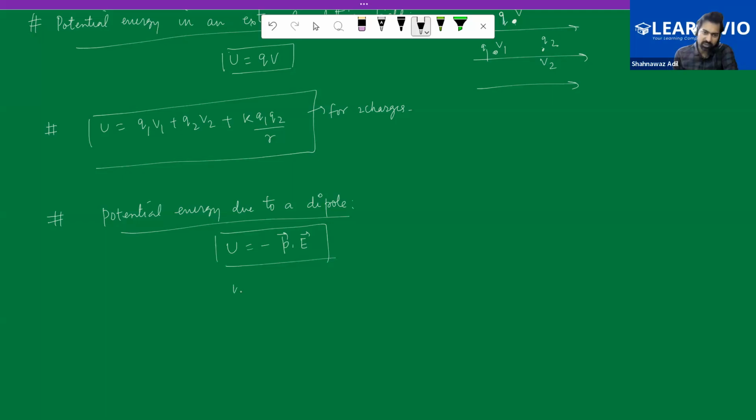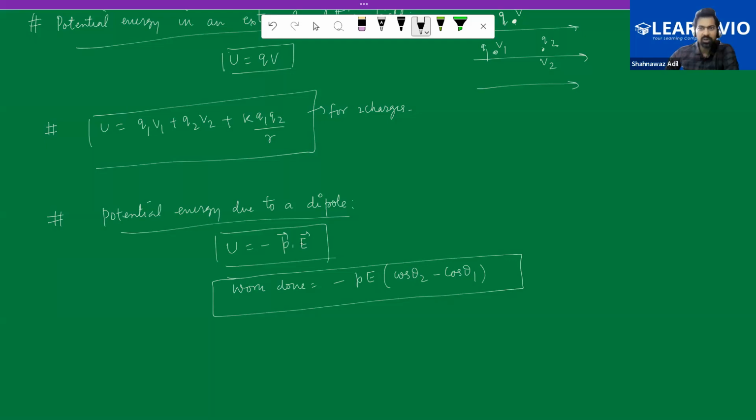What is the work done? So work done is simply minus p, and this is cos theta 2 minus cos theta 1. So this is the work done for the dipole in the external electric field, right? And this is minus pE cos theta. The potential energy is simply minus pE cos theta. So these are the basic concepts of potential energy.